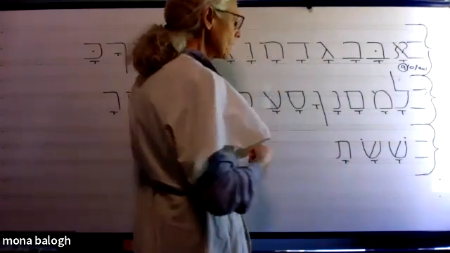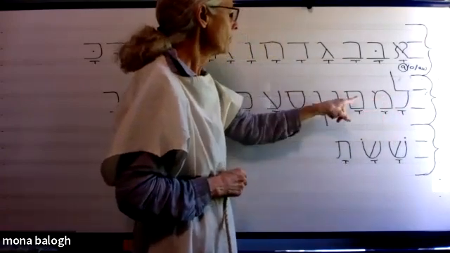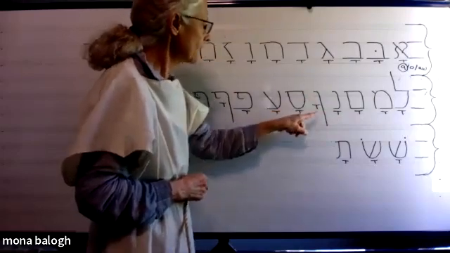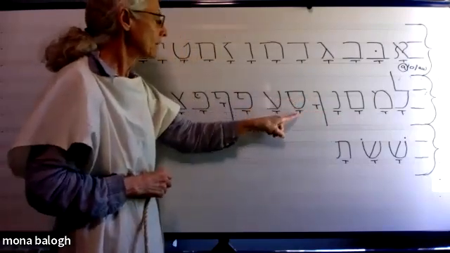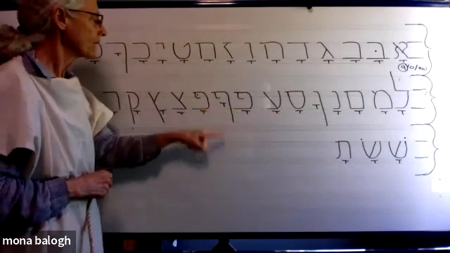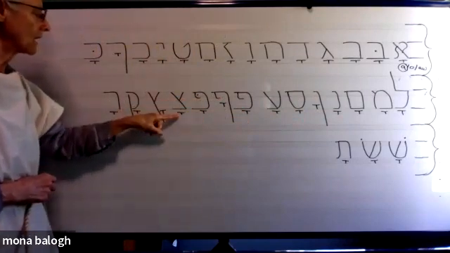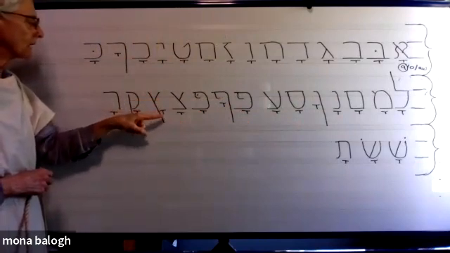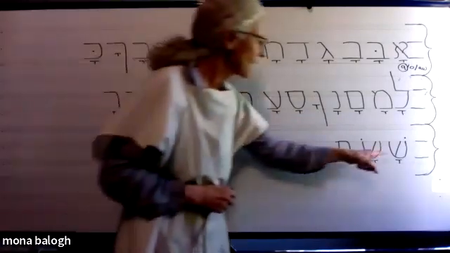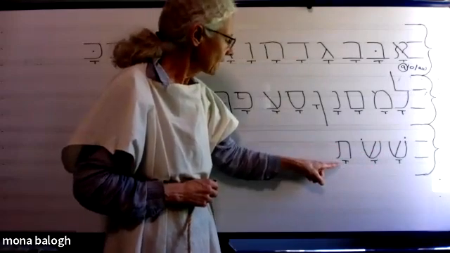Kamatz. All right. Lamed, kamatz, la. Mem, kamatz, ma. Mem sofit, kamatz, ma. Nun kamatz, na. Nun sofit, kamatz, na. Samech, kamatz, sa. Ayin, kamatz, o. Fe, kamatz, fa. Fe sofit, kamatz, fa. Hey, kamatz, pa. Tzadi, kamatz, tza. Tzadi sofit, kamatz, tza. Kuf, kamatz, ka. Resh, kamatz, ra. Shin, kamatz, sha. Sin, kamatz, sa. Tav, kamatz, ta.